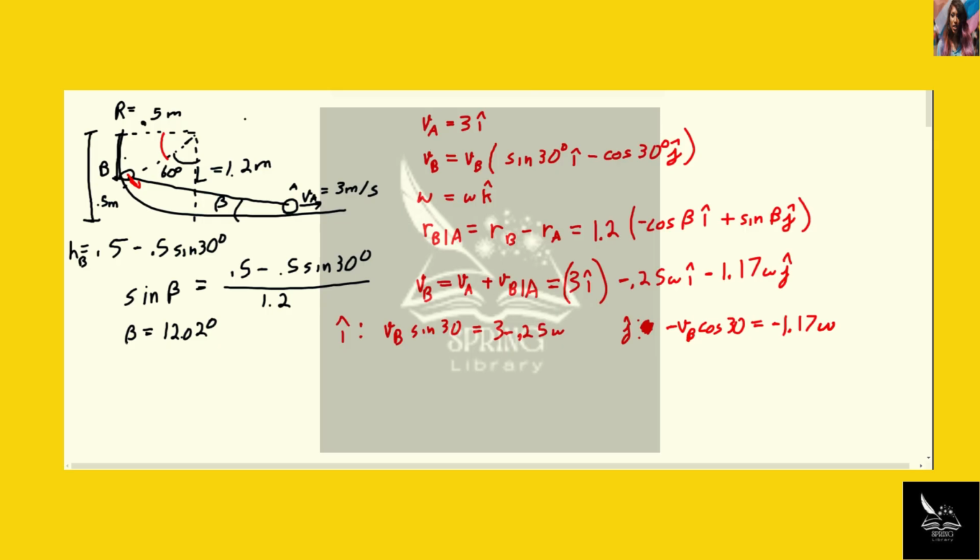I'm going to solve for omega first here. So if I divide these two equations, the VBs will cancel out, and I have a negative tangent of 30 degrees equals 3 minus 0.25 omega over negative 1.17 omega. So those negative signs can cancel out. I can do some algebra to find that omega is 3.23 radians per second.